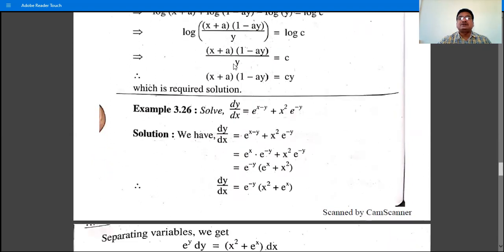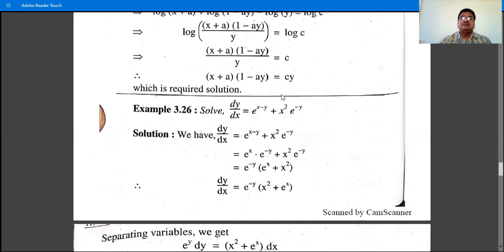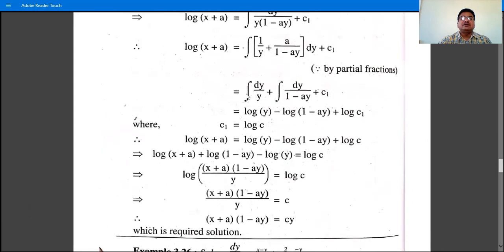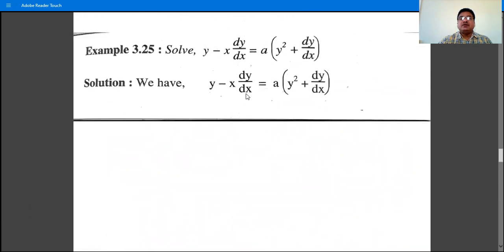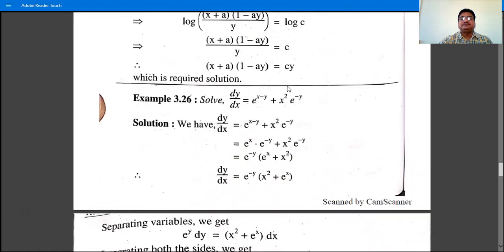Cancel the log of both sides. So x plus a into 1 minus ay divided by y is equal to c. And then we have x plus a into 1 minus ay is equal to cy, which is the required solution. So this is again the example of variable separable. Separate the variables and integrate.